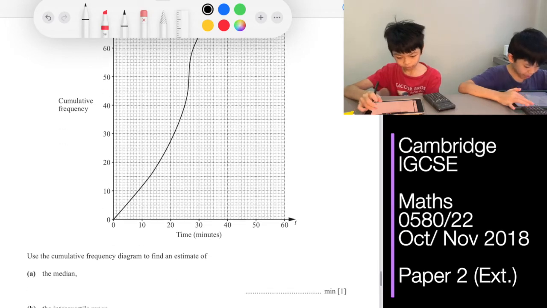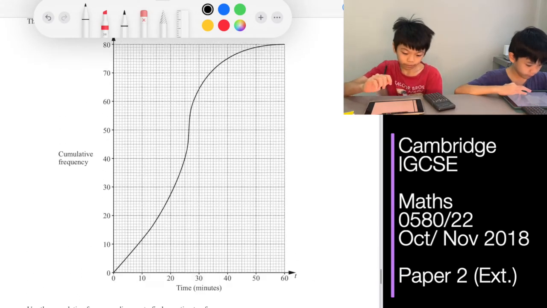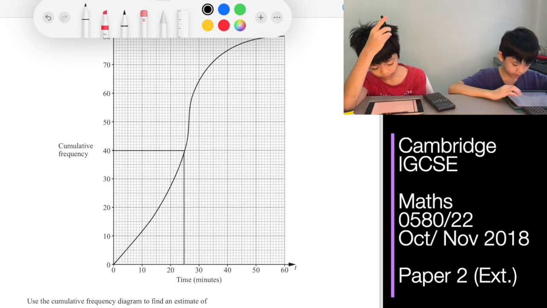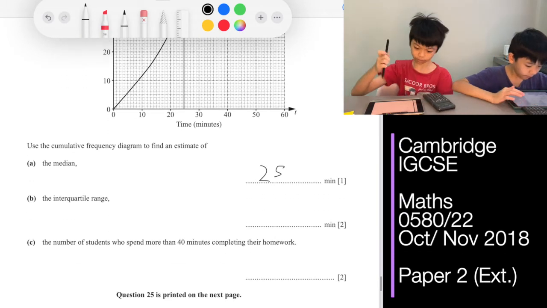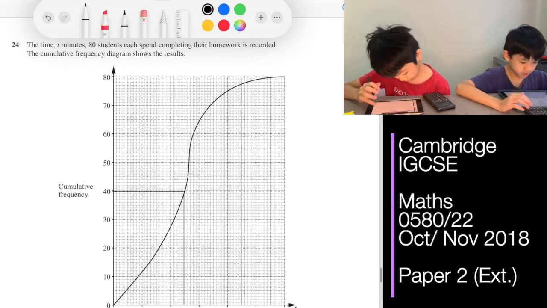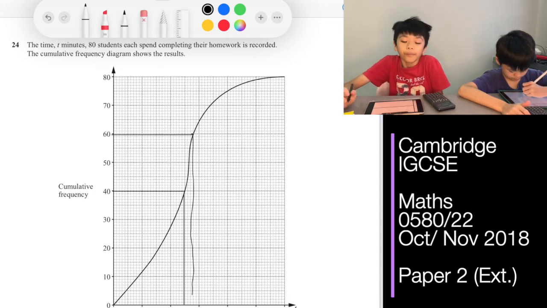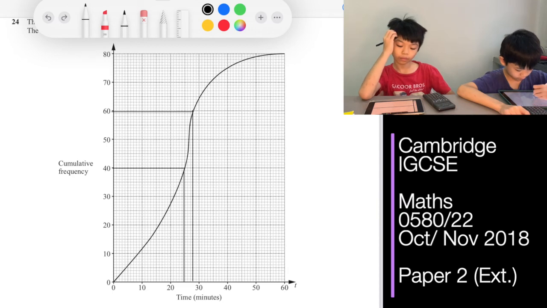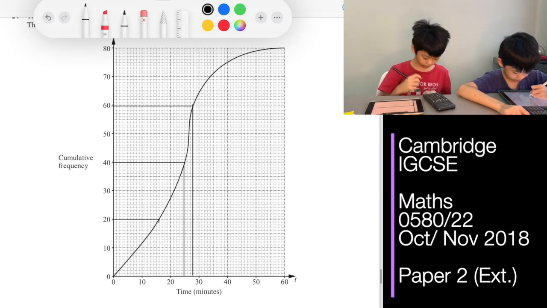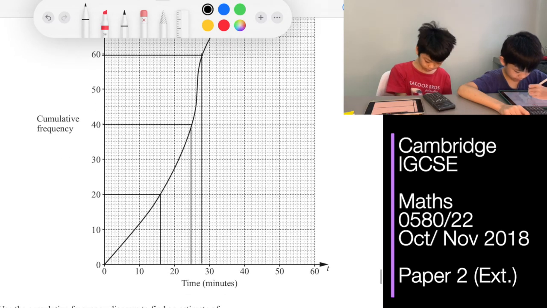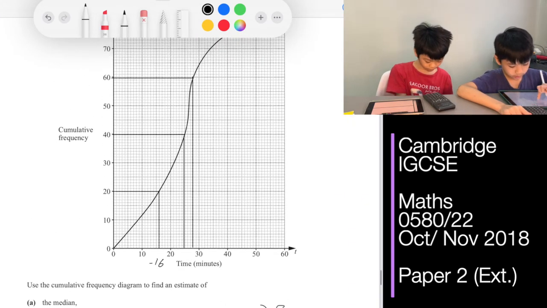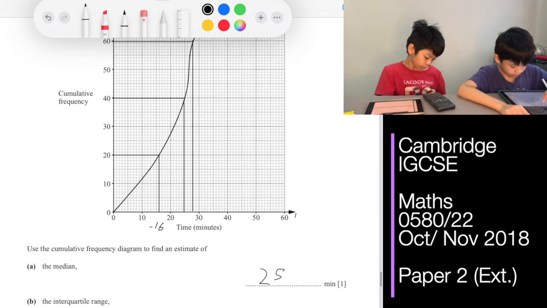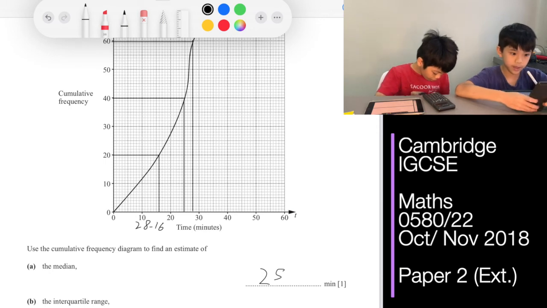Okay, for question 24, use the cumulative diagram to find an estimate of, for 24a, the median. So the median would be at 40, then we match downwards, which is clearly 25. And then 24b, it's the interquartile range, which is 60, 3/4 of 80, and then minus the 20, which is 1/4 of 80. So that is 16. So it's something minus 16. Then this part would be 28. 28 minus 16 is 12.